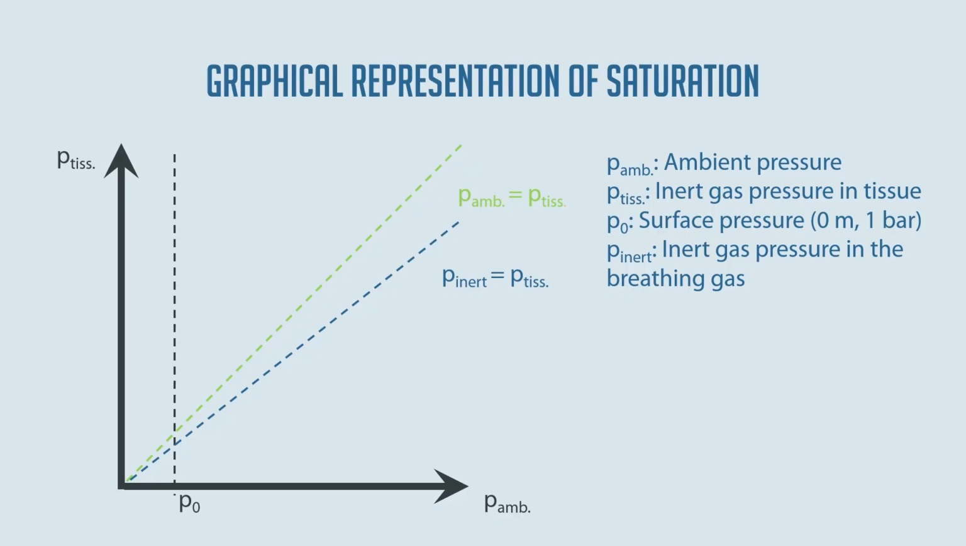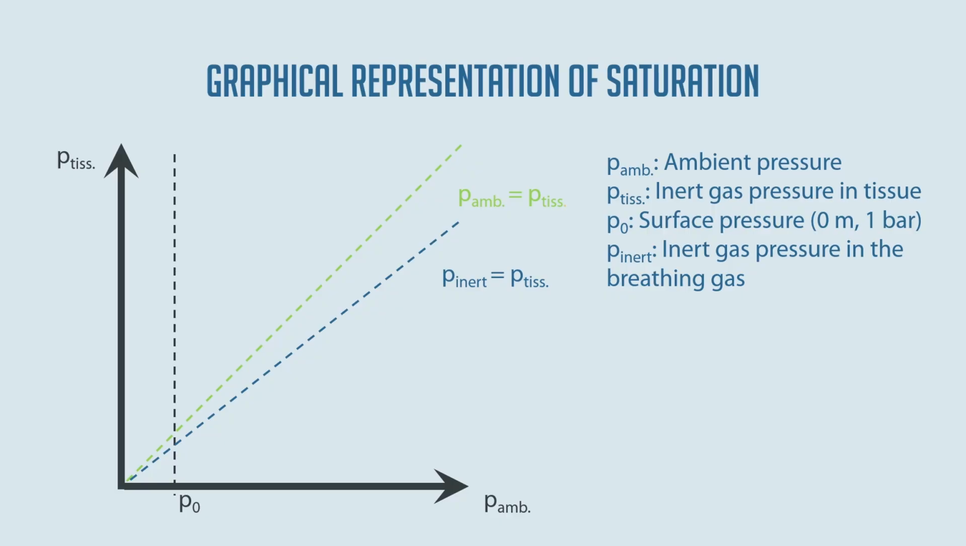If we were to descend and theoretically remain at exactly the same depth for an infinitely long time, our tissue inert gas pressure would continue to saturate and eventually equal the inert gas pressure in the breathing gas. Then we would be exactly on this line. In practice, however, we are always below it when we descend. But more on that in a moment.